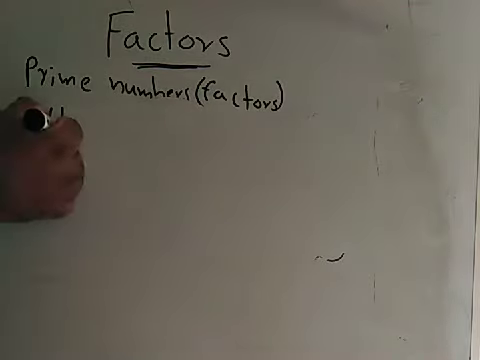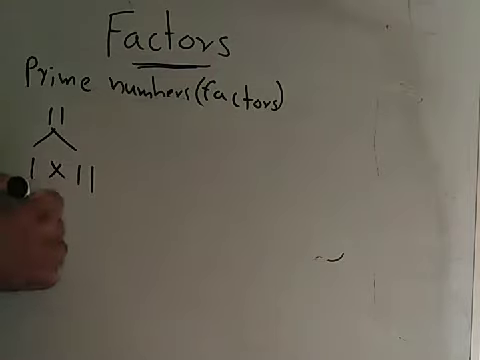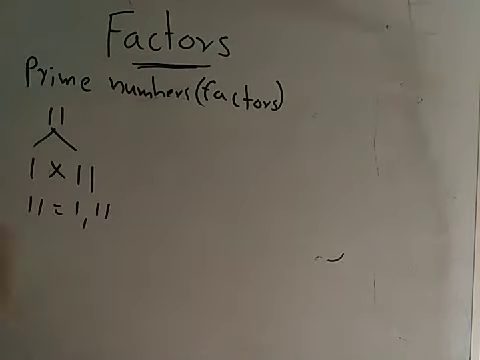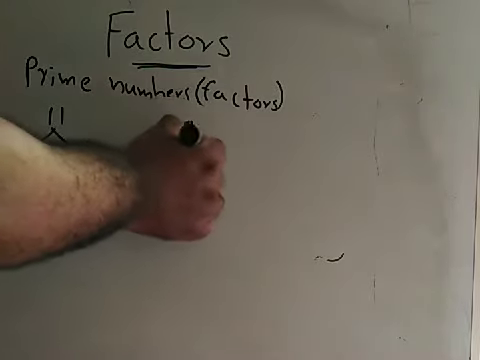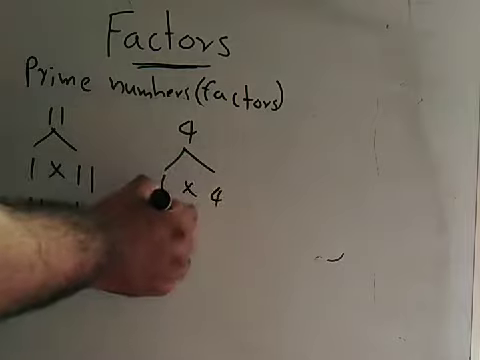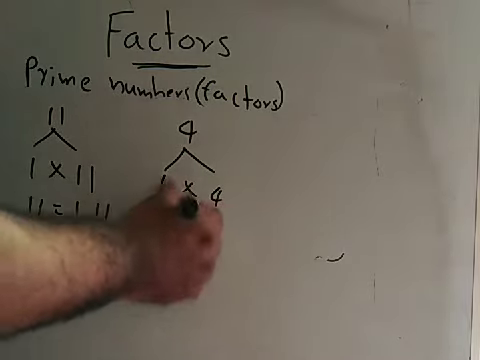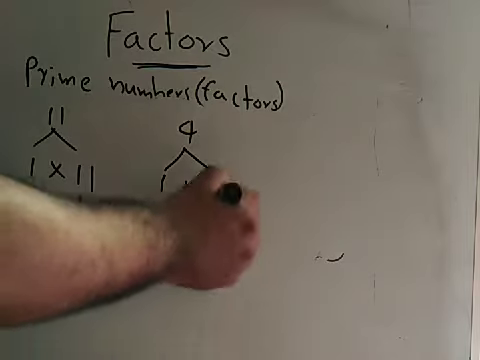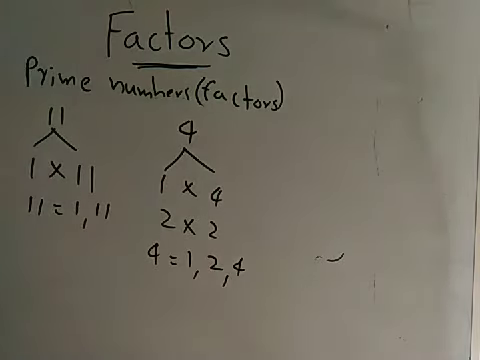Another one: 11. 11 is also 1 into 11. To make 11, only 1 into 11. There are 2 factors. But 4 is not prime. Then 1 into 4, and 2 into 2. The factors of 4 are 1, 2 and 4. Now you can see there are 3 factors.